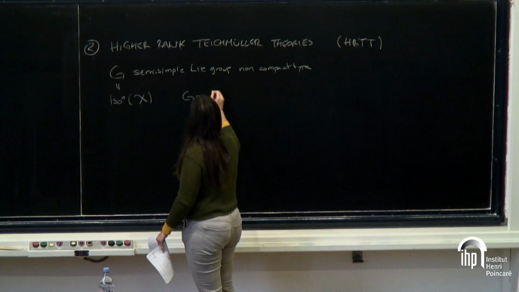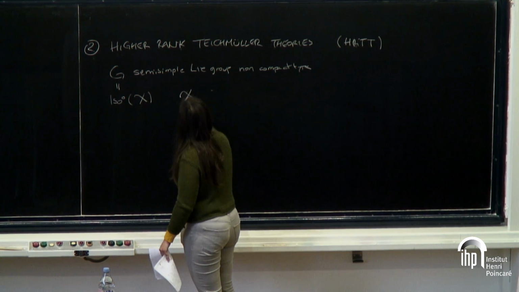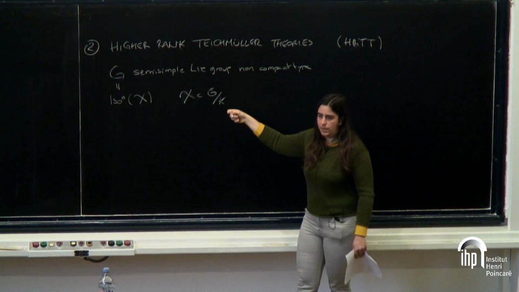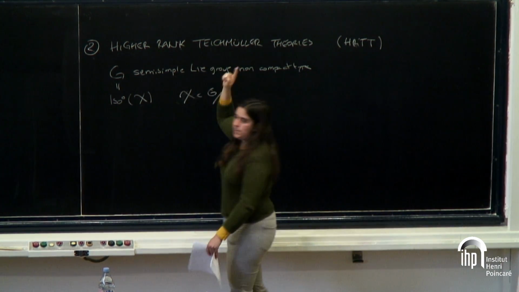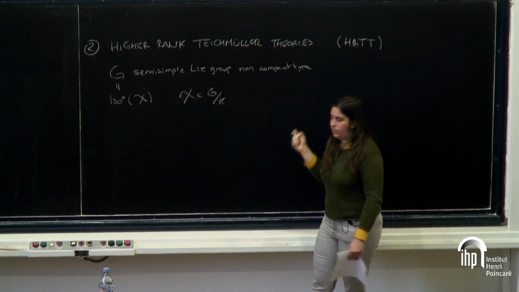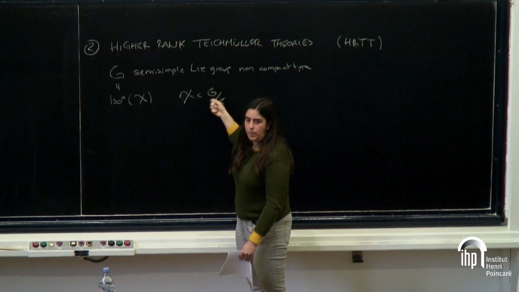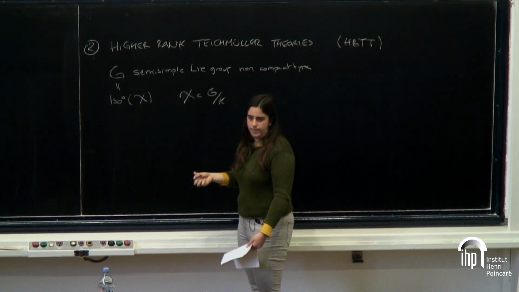So G is going to be a Lie group. The symmetric space X is going to be the quotient of G by a maximal compact subgroup. And this is going to be a replacement for the hyperbolic plane in the previous version. So this is going to be a Riemannian manifold with a big isometry group that has non-positive curvature.